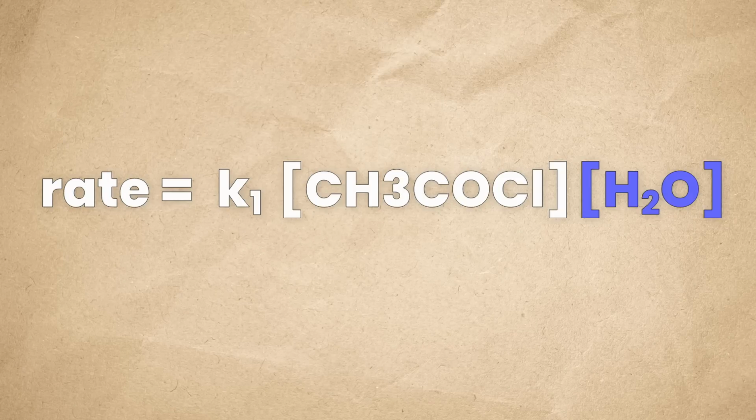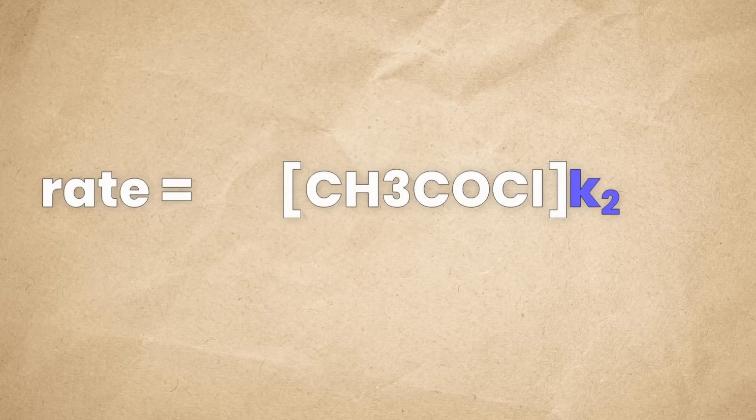So the probability of an acyl chloride bumping into a water molecule doesn't change throughout the reaction. And even though the exact concentration of the water will change a tiny bit, it's not going to measurably affect the rate of the reaction. So very simply, the effect of the reactive solvent on the rate of the reaction remains constant throughout the reaction. And that means it actually becomes part of the rate constant.